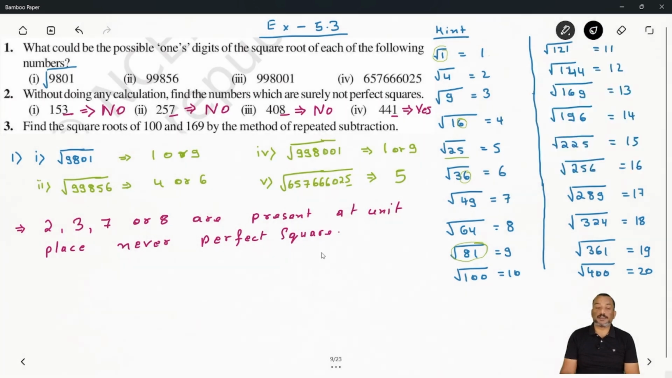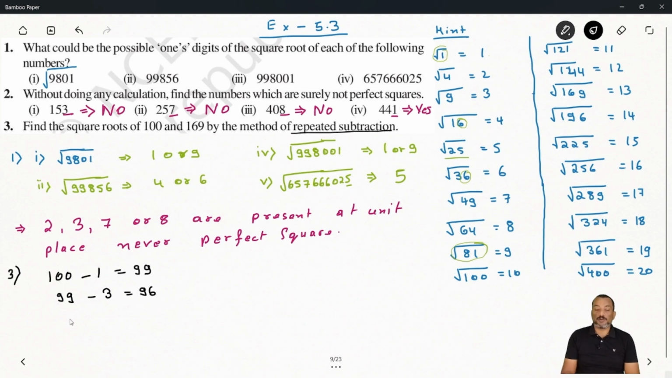Question number 3 says find the square root of 100 or 169 by the method of repeated subtraction. In repeated subtraction, we have to subtract consecutive odd numbers. So first we will take 100, and we will start with 1. If I subtract 1, how much will you get here? 99.